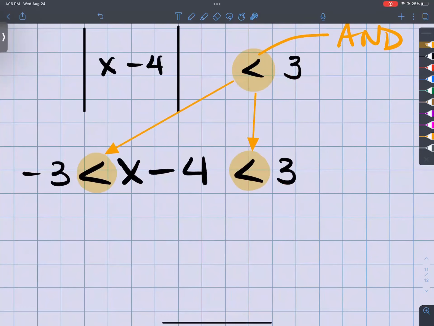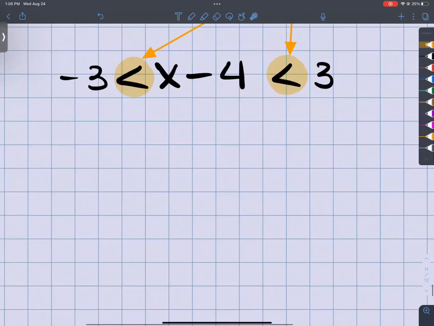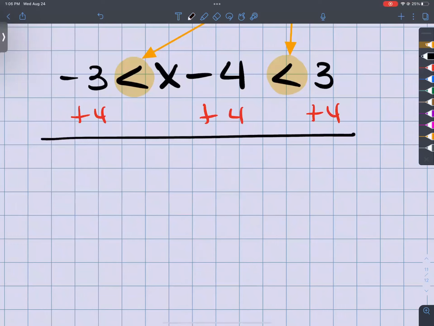Okay. So again, if we solve this, then we would just add 4, right? Which is exactly what we had as an answer. Make sense?